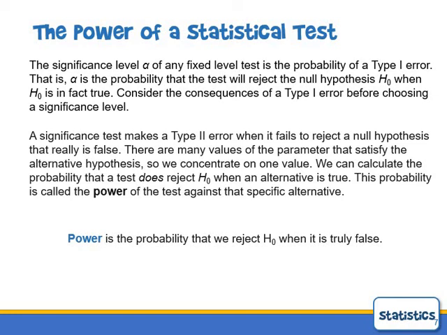So power is the probability that we reject the null hypothesis when it's false, and that is 1 minus the probability of a type 2 error. That is the relationship between them. And so in either case, we can only compute that if we assume that a certain alternative is true. And I'm going to do an example of that next.